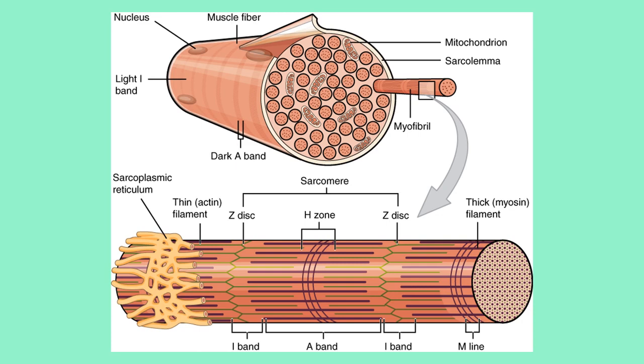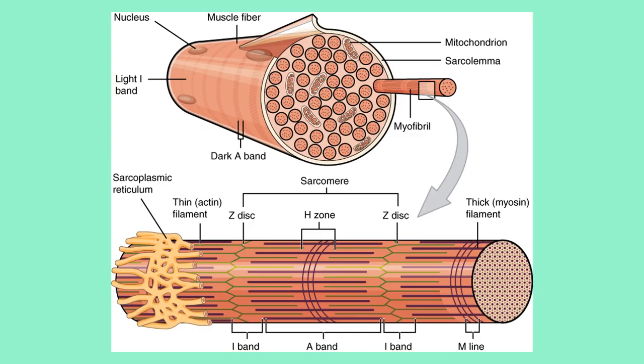Why do you get the striations? Why do you get these light bands and then you have these dark bands in here? What happens is the way these thick filaments and thin filaments overlap. As you can see, there are some areas where you only have the thin filaments, and that's what we're going to call the I band, and it looks lighter.